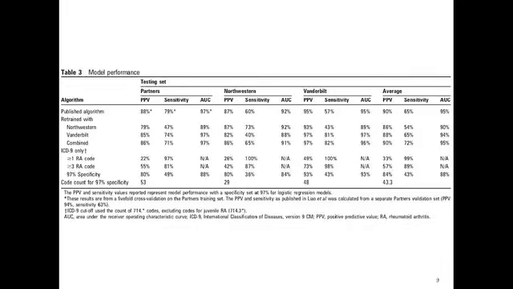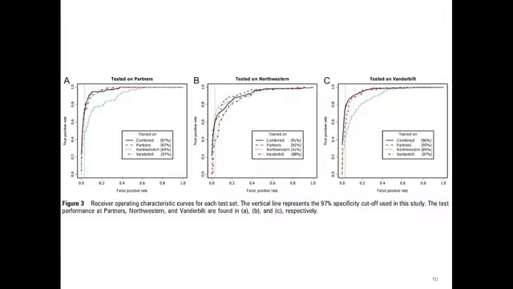But this is interesting, and what you see is that if you plot the ROC curves, training on Northwestern data and testing on either Partners or Vanderbilt data was not so good. But training on either Partners or Vanderbilt data and testing on any of the others turned out to be quite decent, right? So there is some generality to the algorithm.